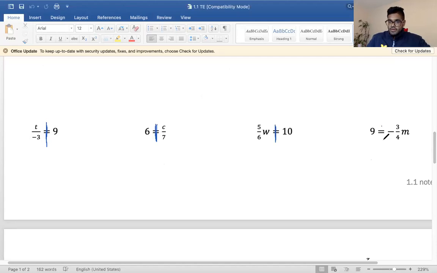There, and right there. And I'm not going to check the solutions on these ones. I want you guys to go back in and check them.